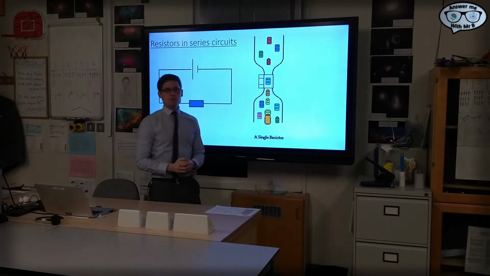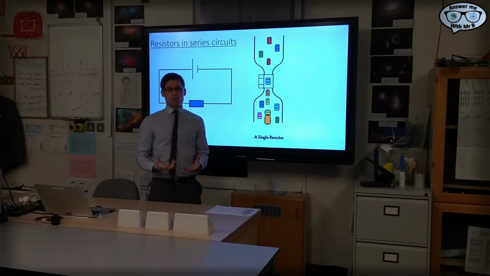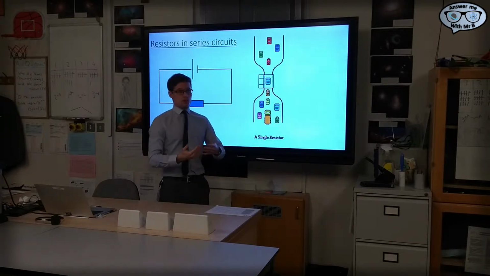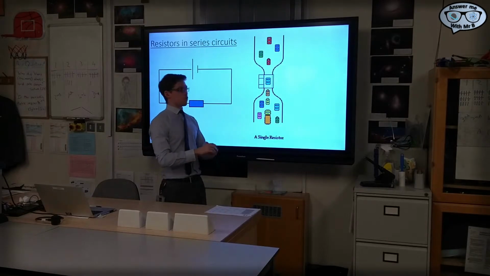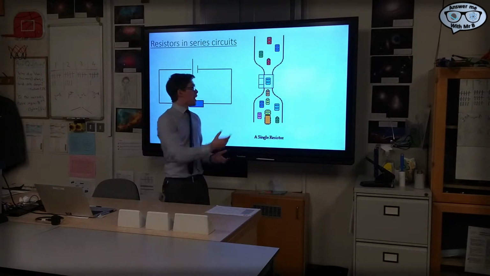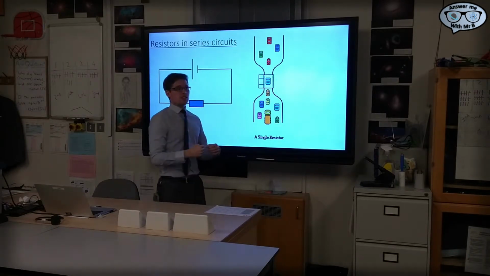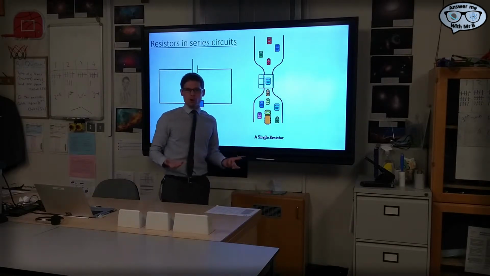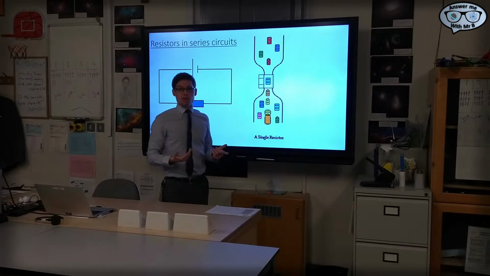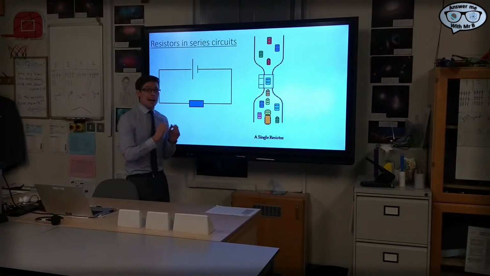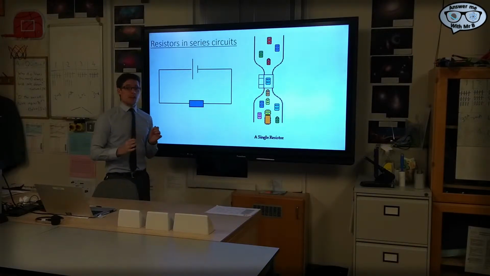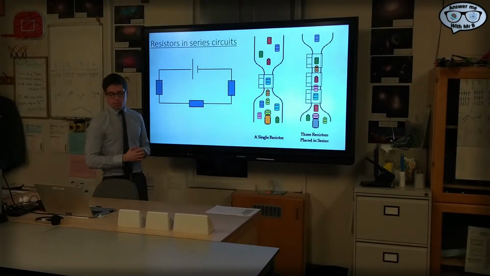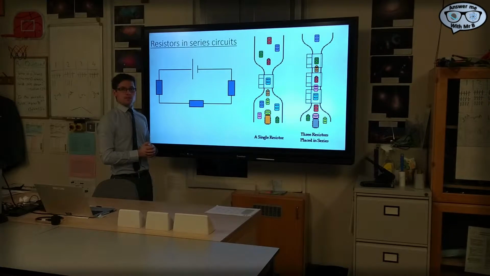Right here we have placed a toll booth. That's somewhere where the traffic has to slow down before they pay and carry on. Effectively, this is opposing the flow of traffic along the motorway. So it's behaving a bit like a resistor. So what happens if you were to add more resistors in series? Well, it would look like this.